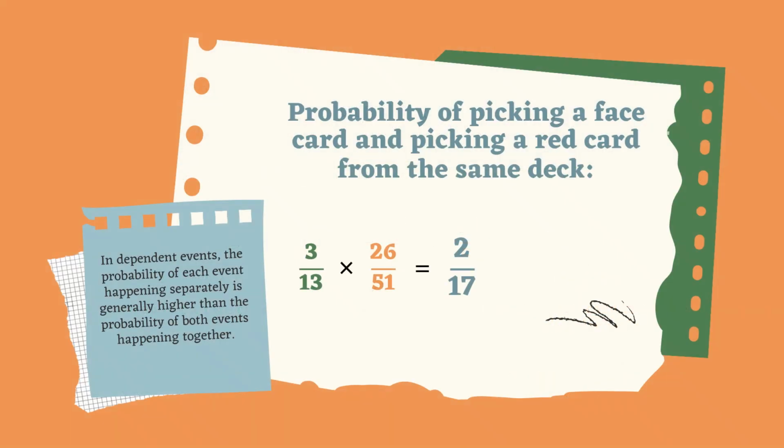So the probability of picking a face card and then picking a red card from the same deck is 3 over 13 times 26 over 51. That's 2 over 17. Remember, in events, the probability of each event happening separately is generally higher than the probability of both events happening together.